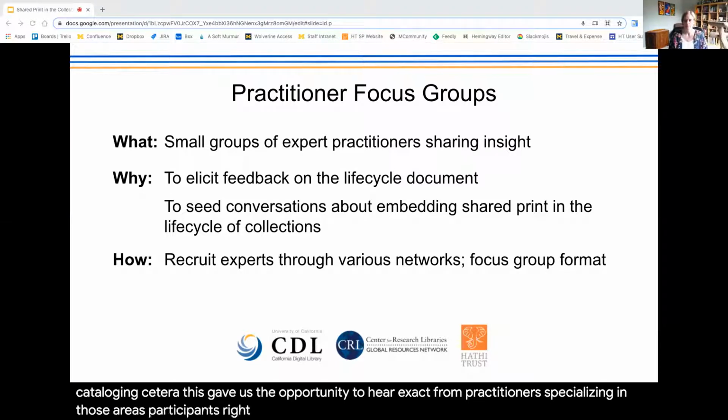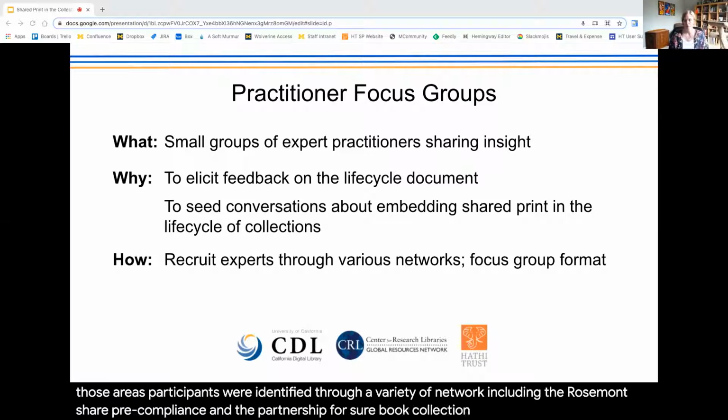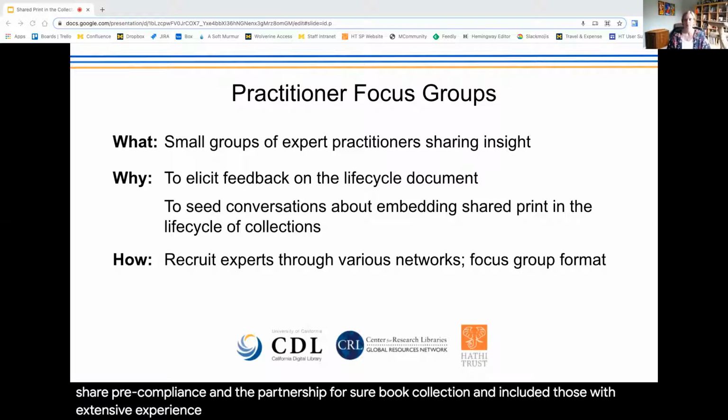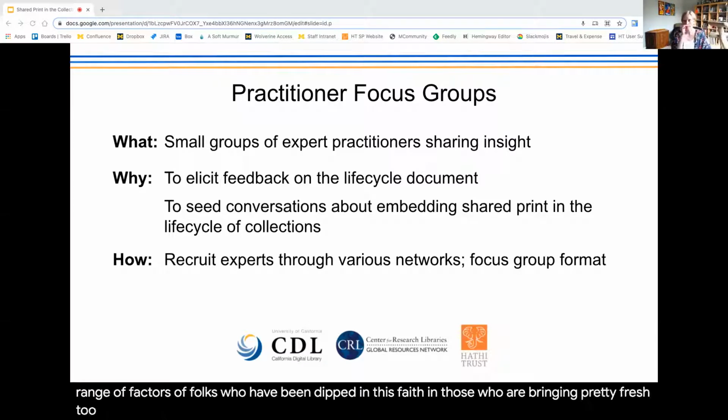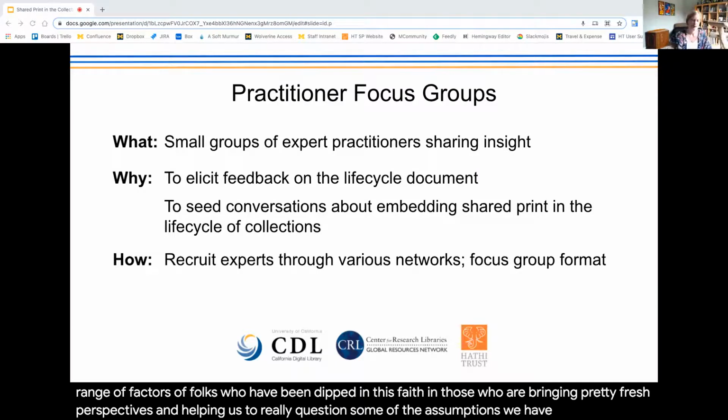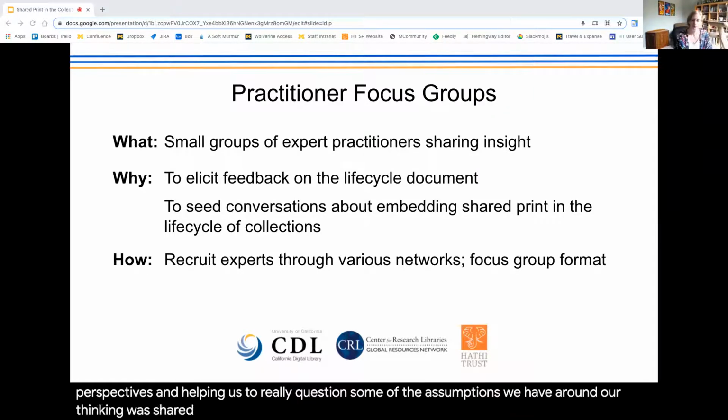Participants were identified through a variety of networks, including the Rosemont Shared Print Alliance and the Partnership for Shared Book Collections, and included those with extensive experience in shared print and also those who had less or very little exposure to shared print previously. So we had a really nice range of perspectives of folks who had been steeped in this space and those who were bringing pretty fresh perspectives and helping us to really question some of the assumptions we have around our thinking with shared print and other areas of librarianship.